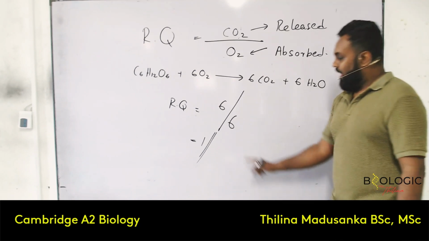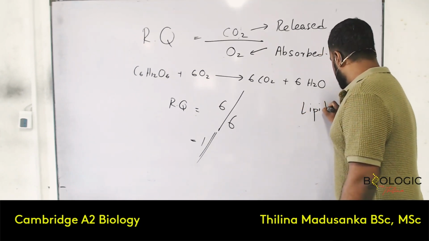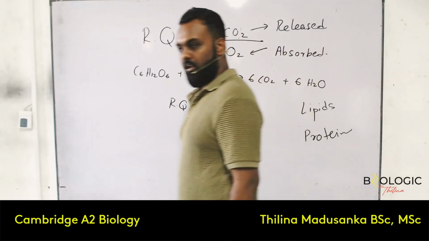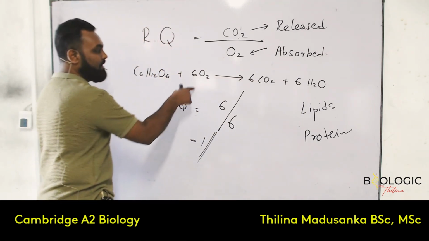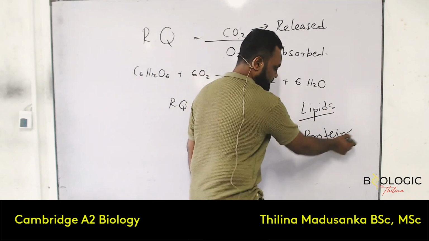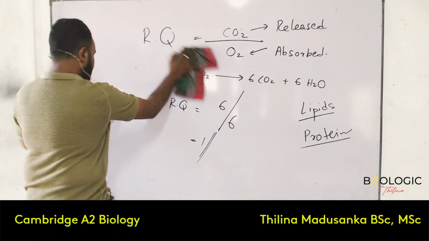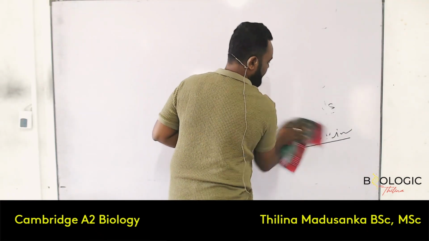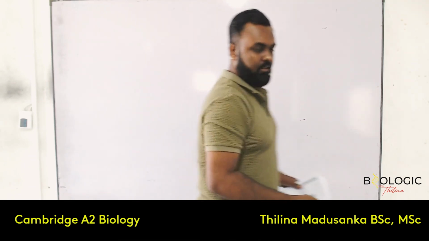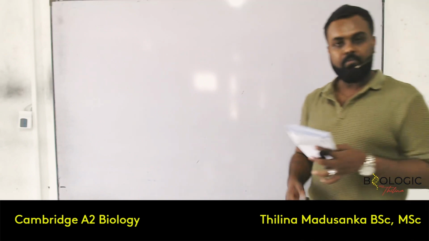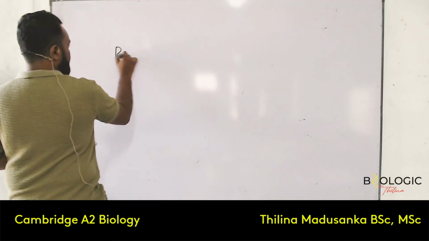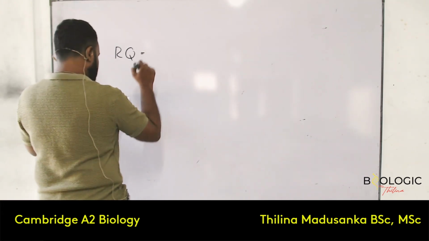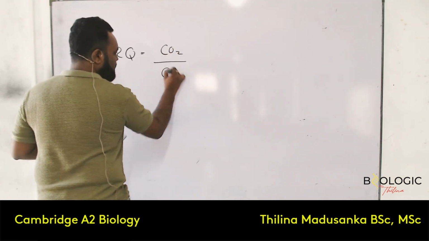Clear? Like that, lipids and proteins have different RQ values, because the amounts of oxygen and carbon dioxide involved differ from substrate to substrate. For glucose it is 1, because the same amount of carbon dioxide is released as oxygen absorbed. But lipids have the lowest RQ value. You have to remember the values: lipids 0.7, protein 0.9.